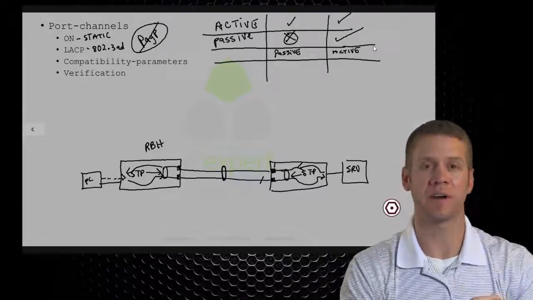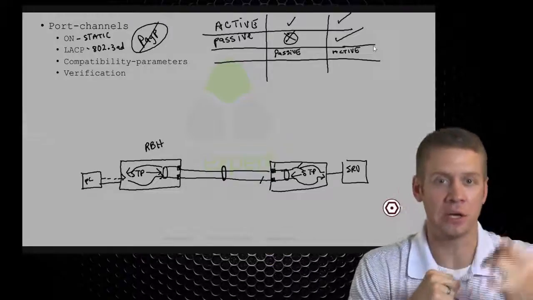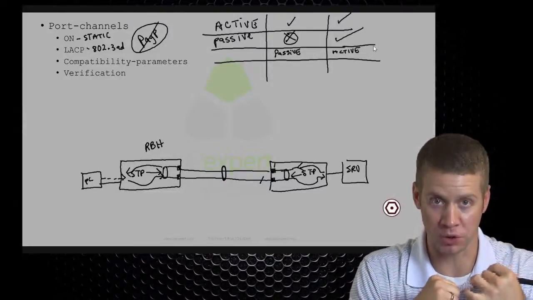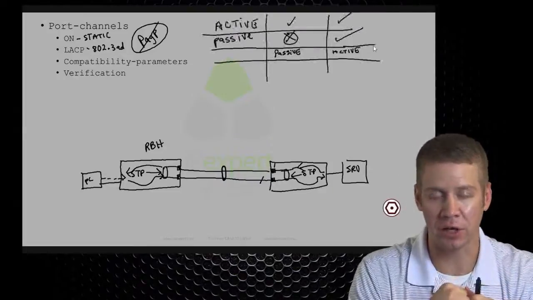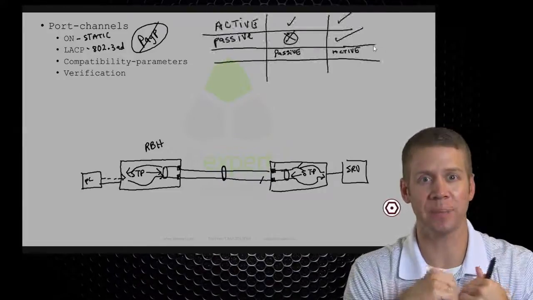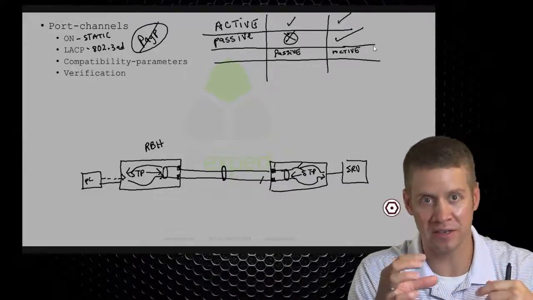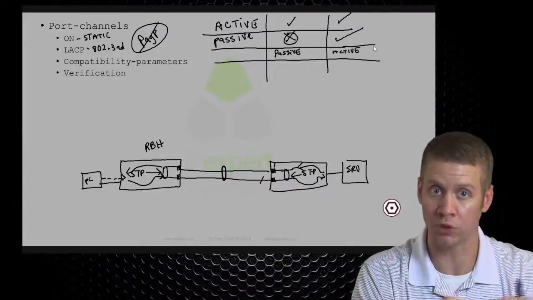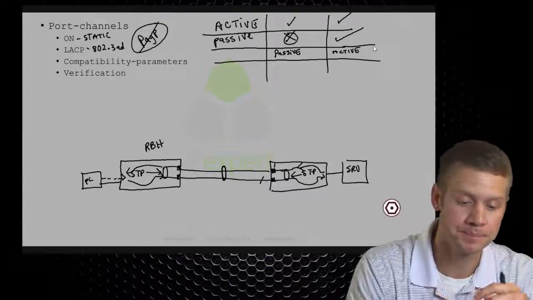So what does this signify? Basically, active is actively trying to negotiate the LACP port channel with the other end of the link. Passive will never initiate the communications, but it will accept it if the other side is active. So we need to make sure that either one end is active or both ends are active for the port channel to form. And I'm going to show you guys this on the CLI and how to verify that.